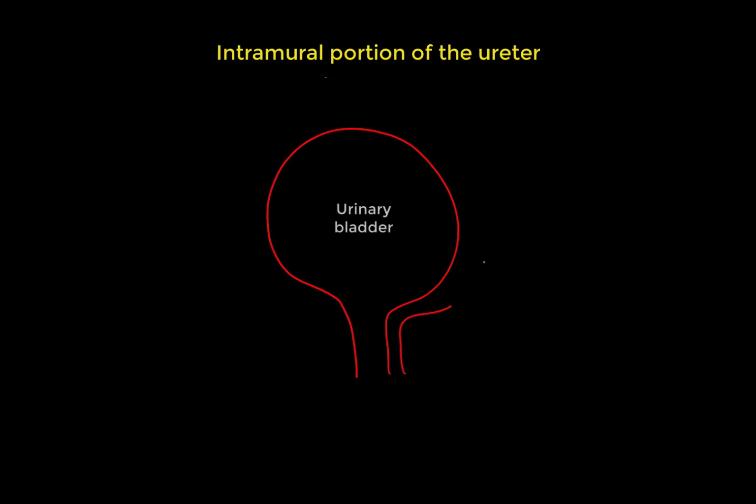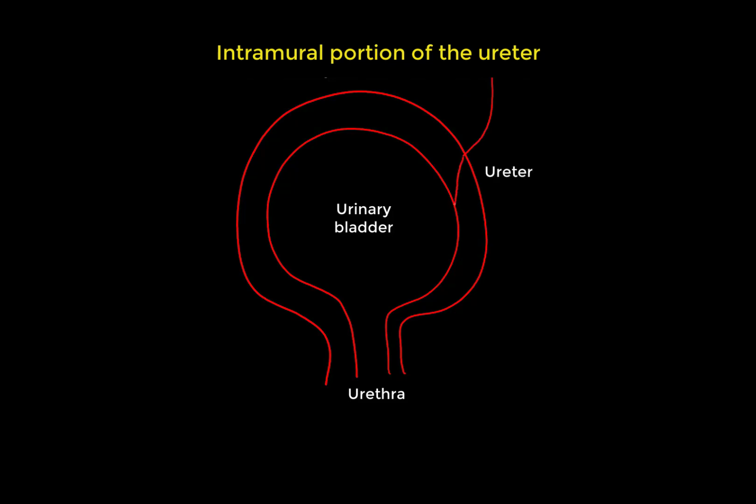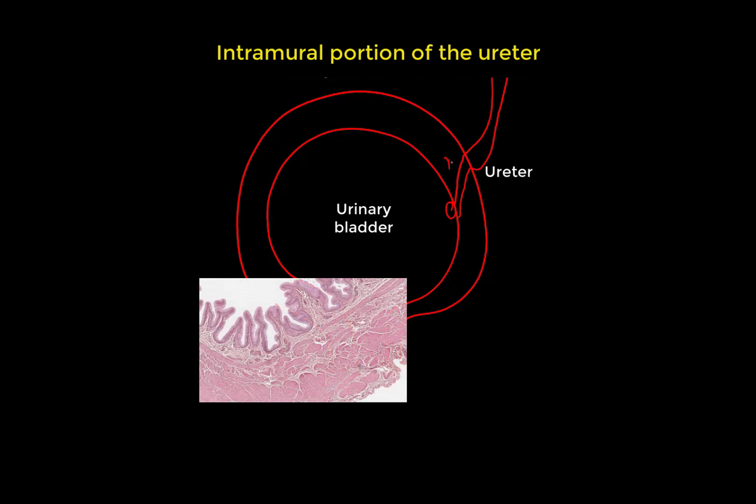Let's draw the intramural portion of the ureter that passes within the wall of the urinary bladder. Here is the urinary bladder and the urethra. You can see the ureter here. It has an oblique course within the wall, which is a highly muscular wall. There are a lot of smooth muscle fibers, and these will cause narrowing in the ureter.